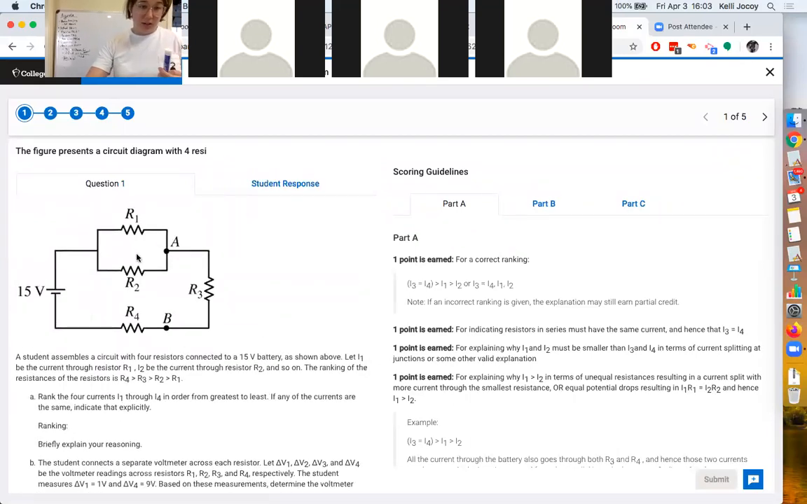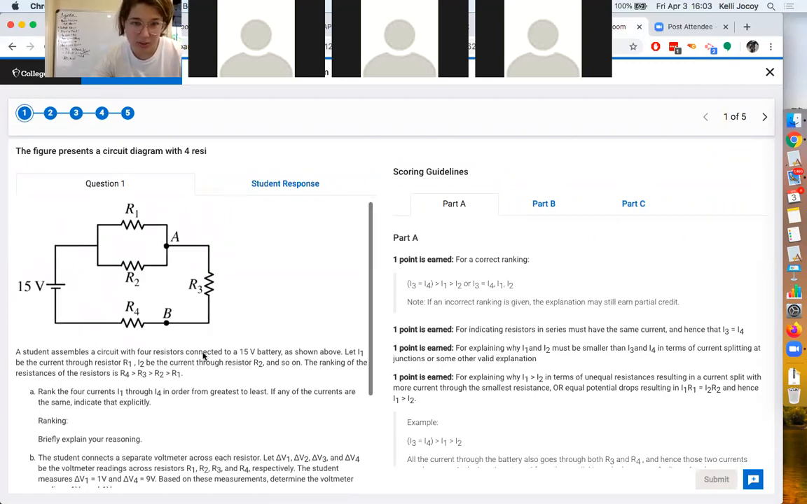Oh, right, this question. Okay, cool. So we actually just did a question very similar to this together, right? Excellent. All right, so first off, we want to rank the current correctly. And so what do we know about the current based on this? 3 and 4 are going to have the same current. Yep, 3 and 4 are equal.